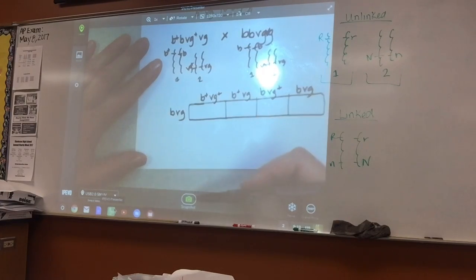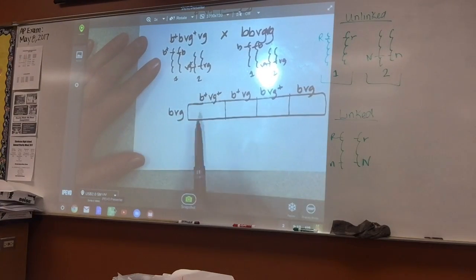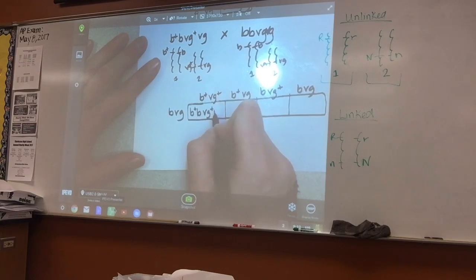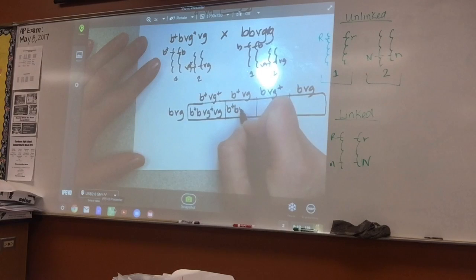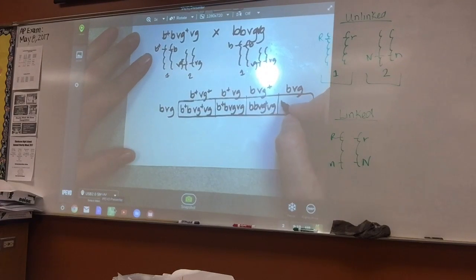The results are going to be the same. You're either going to have a 4 to 4 to 4 to 4 ratio, or in my case, a 1 to 1 to 1 to 1. So this one here is B plus B, VG plus VG. This one is B plus B, VG VG. This one is B B, VG plus VG, and lastly, all of the recessive.